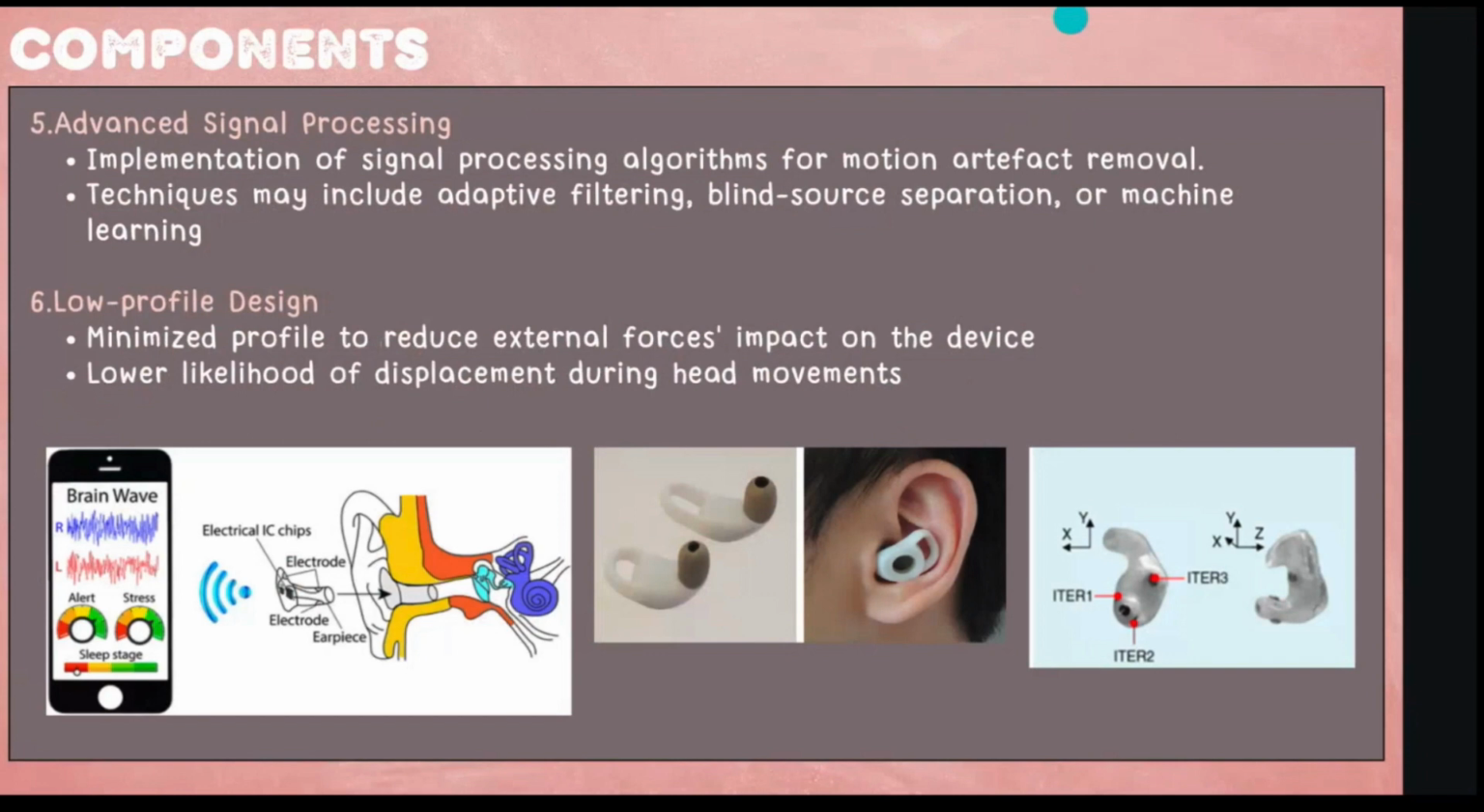For advanced signal processing, there is an implementation of signal processing algorithms for motion artifact removal, such as adaptive filtering, blind source separation, and machine learning. The last one is low-profile design, a minimized profile to reduce external forces impact on the device. This leads to a lower likelihood of displacement during head movement.